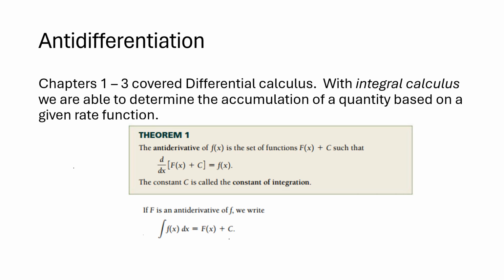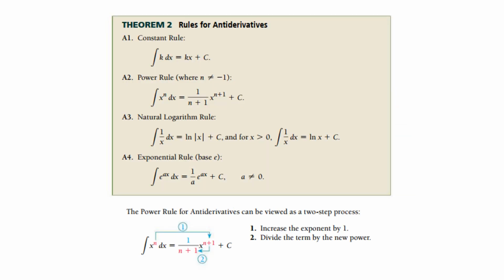So we're going to have different theorems and properties that we're going to have to look at. Theorem 1 tells us that the antiderivative of f of x is the set of functions F of x plus c such that the derivative of F of x plus c is equal to the function f of x. The constant c is called the constant of integration. If F is an antiderivative of f, then we write it in this manner.